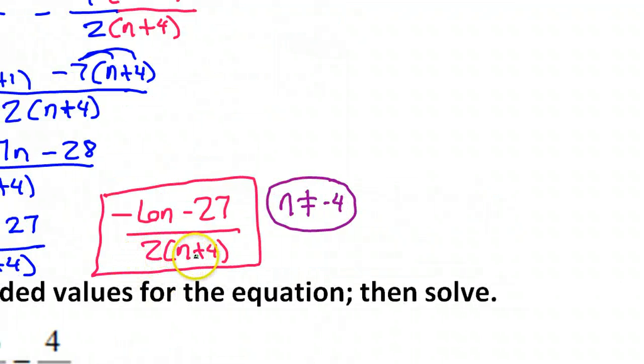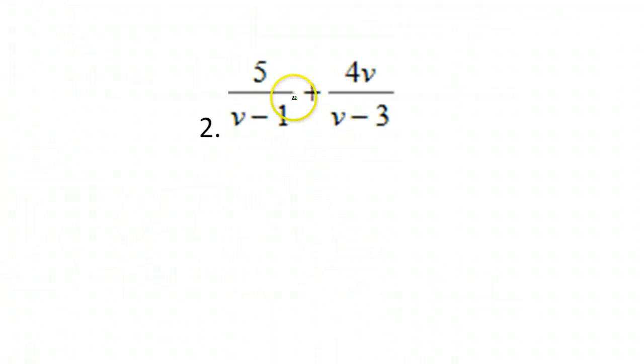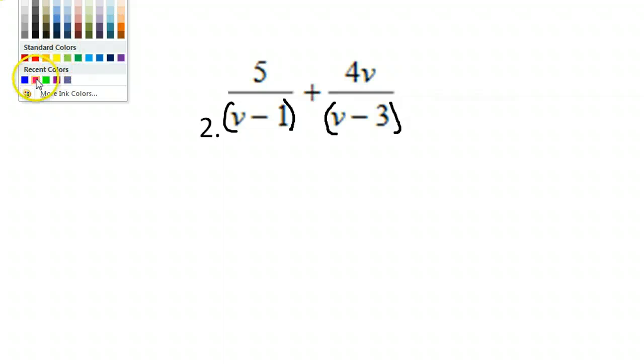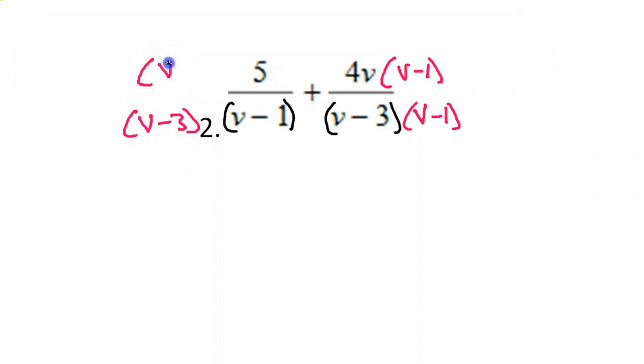If you wrote this as 2n plus 8, that's fine. Okay, how about number 2? Well, we need like denominators. Let's treat this v minus 1 as a factor, and v minus 3 as a factor. We're going to have to give each side the factor that is lacking. So this has a v minus 1 on it, so I'm going to give this side v minus 1 as well, in the numerator and the denominator. This side has a v minus 3, so I'm going to have to give this side a v minus 3, in the numerator and the denominator.